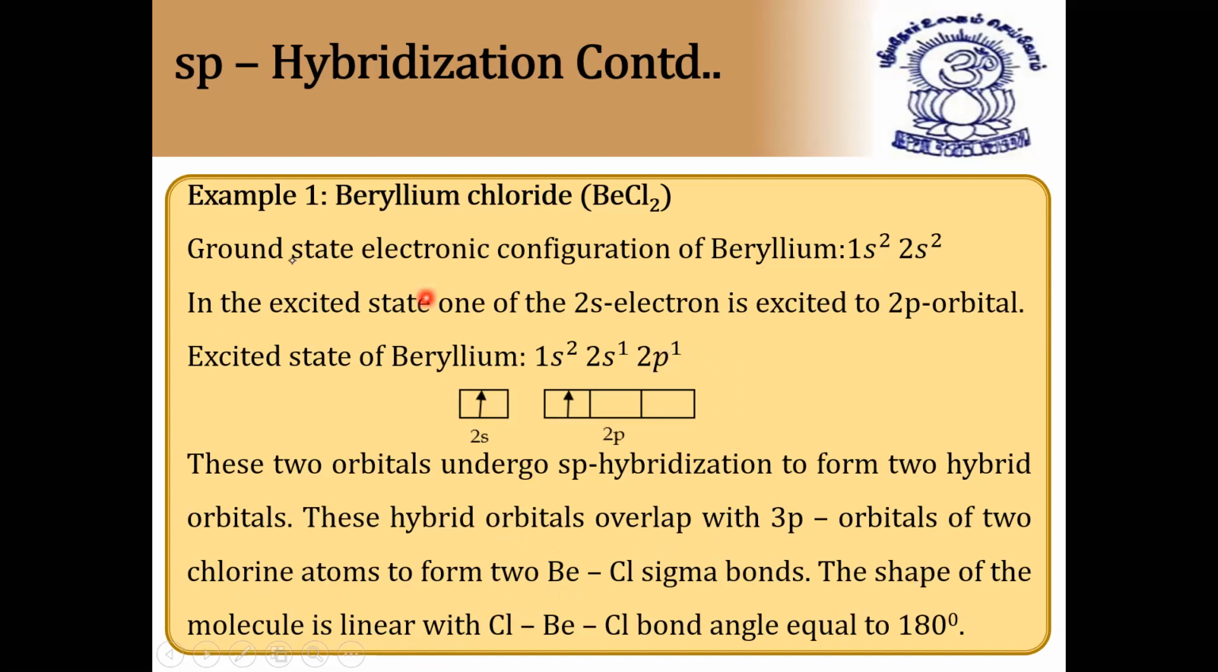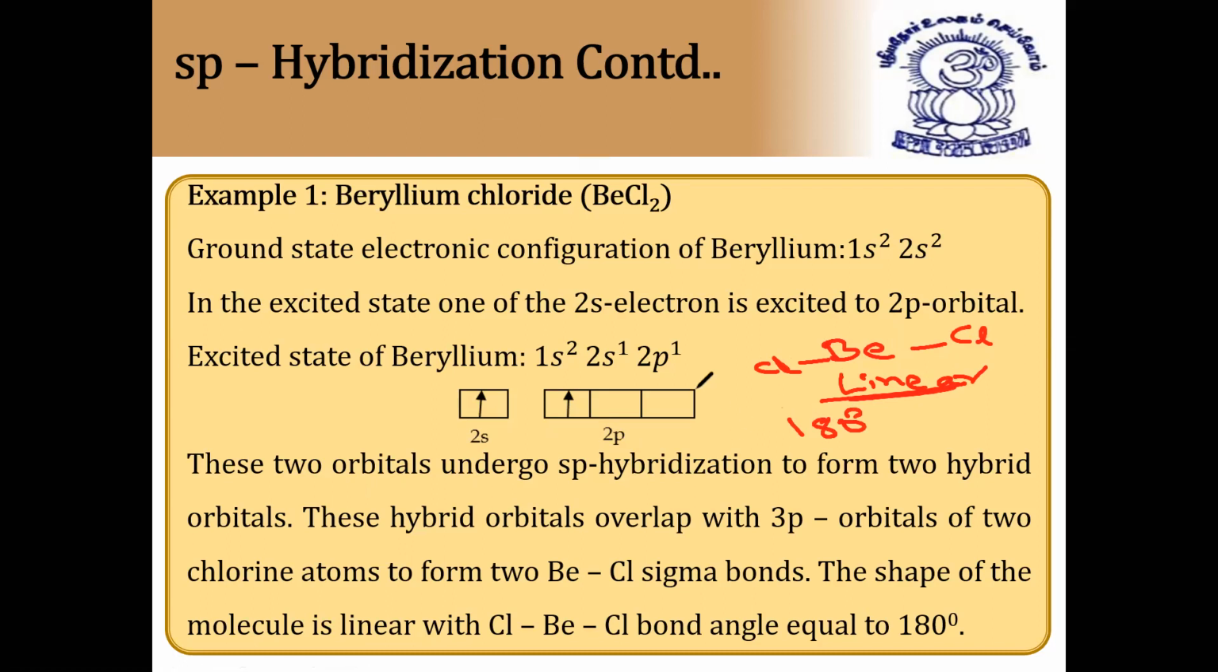I hope it is clear. So this is the formation of beryllium chloride. In the ground state, the electron configuration of beryllium is 1s2 2s2. When you give some energy to this ground state beryllium atom, a 2s electron is excited to the 2p orbital, giving 1s2 2s1 2p1. These s and p orbitals overlap with each other, and they form two vacant sites on the beryllium atom. These two vacant sites are occupied by two chlorines, and hence the formation of BeCl2 takes place. The shape is linear, and the bond angle is 180 degrees. I hope it is clear.